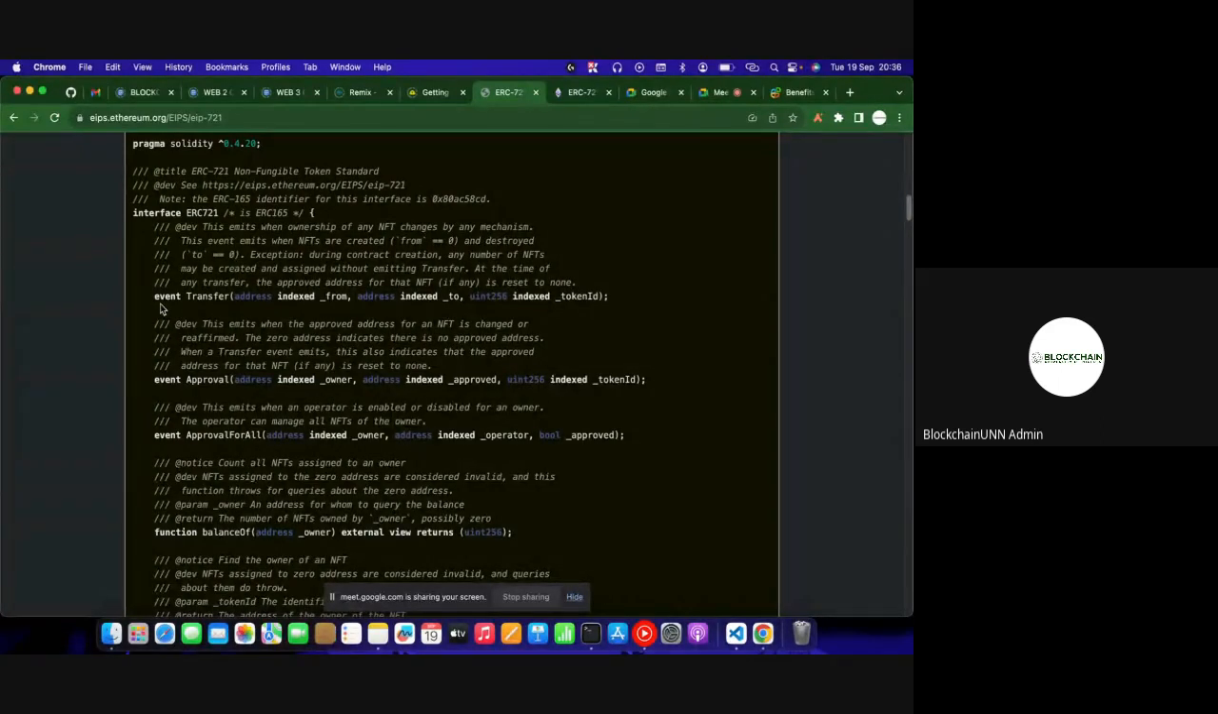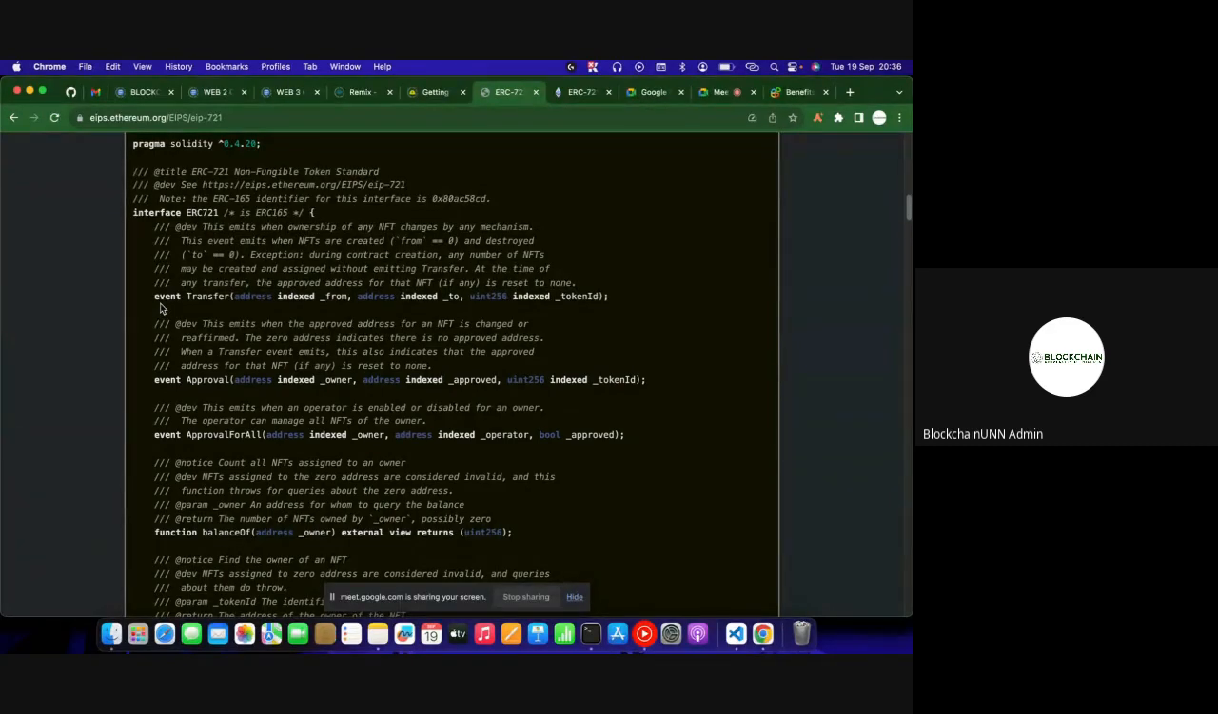So first of all, you need to have an event. This event is emitted each time you transfer ownership from one person to another. It is also emitted when NFTs are created. We saw that when we did the whole stuff we did with ERC20 contracts, right?